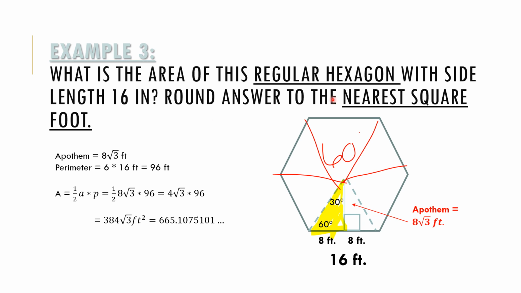But it told us to round our answer to the nearest square foot. So we can, fortunately, just ignore all of this extra stuff. And since there's just a 1 right here, that means I'm just going to cut everything off and leave it at 665. So my final answer is going to just be 665 feet squared, and that's the area of the hexagon.